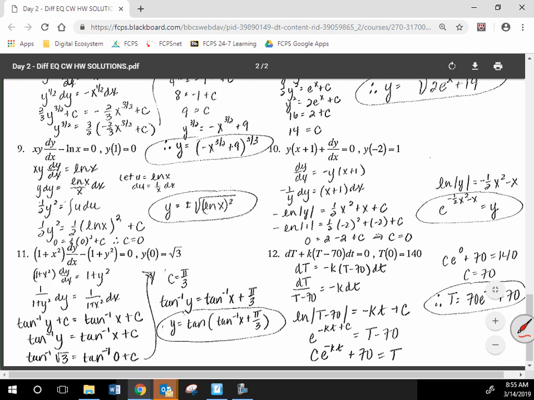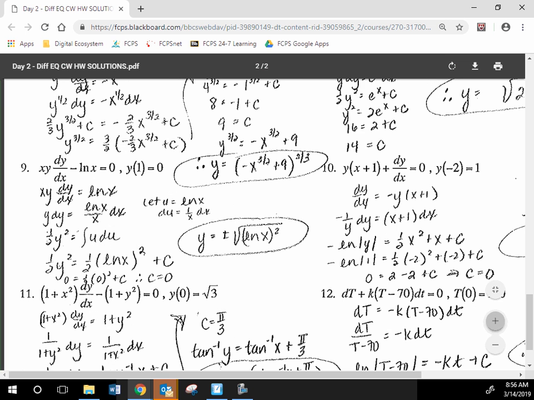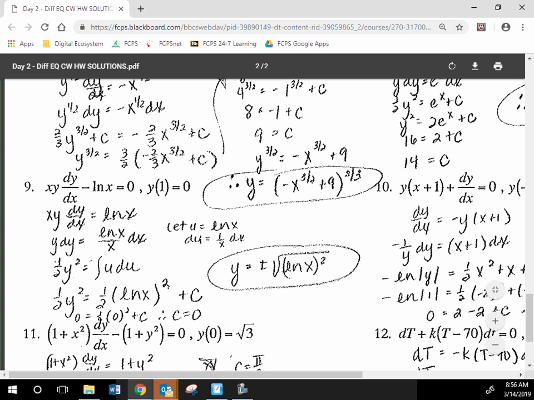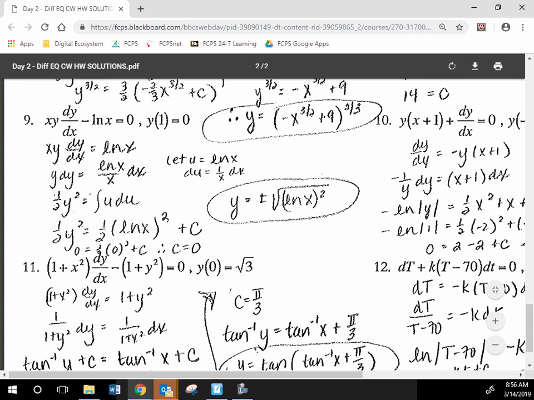For number 9, we always want to get y's on one side, x's on the other. So go ahead and add in your natural log of x over, and then I need to divide by x and multiply by dx. So we should have y dy equals natural log of x over x dx.